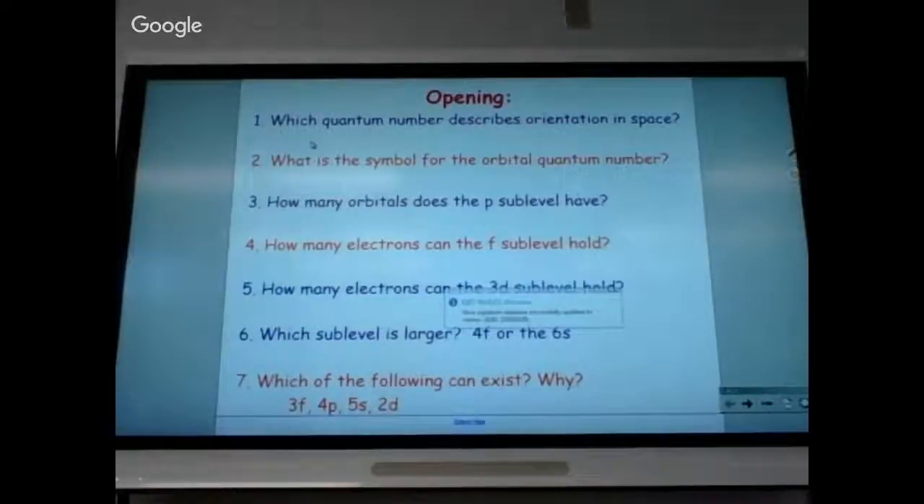All right. How many electrons can the F sublevel hold? 14. How many pictures does it have? 7. Each picture can hold how many? 2. So each picture has 2. 7 pictures times 2 is 14. All right. How many electrons are in a 3D sublevel?